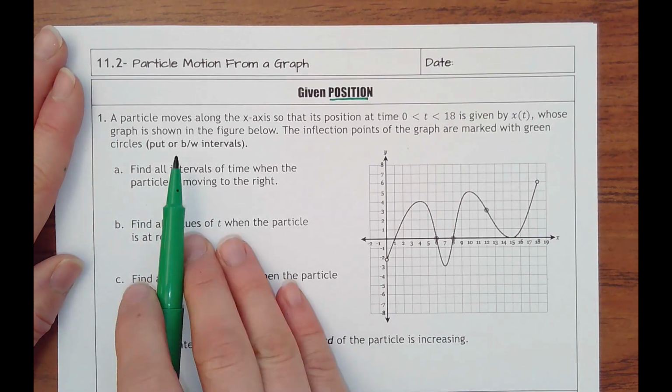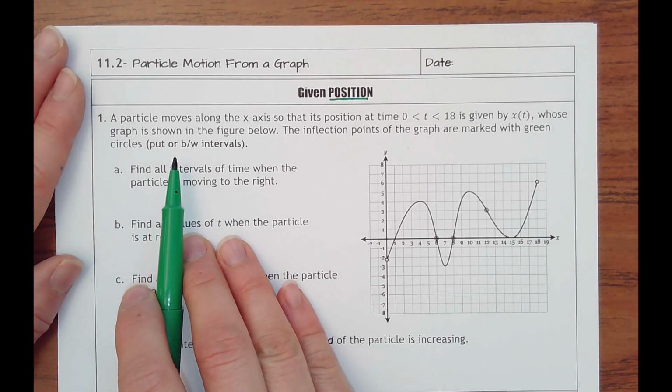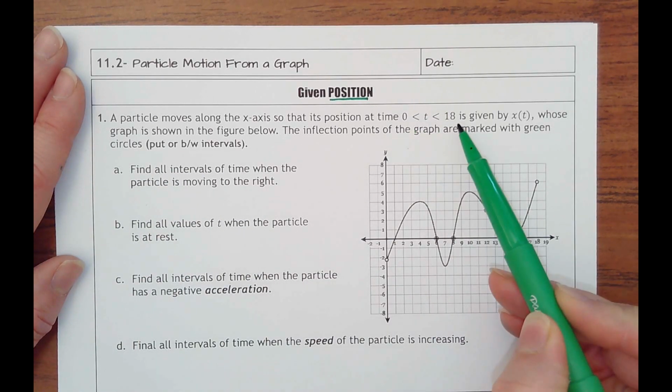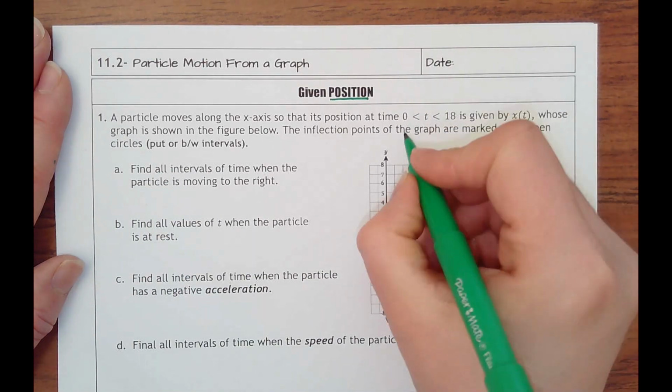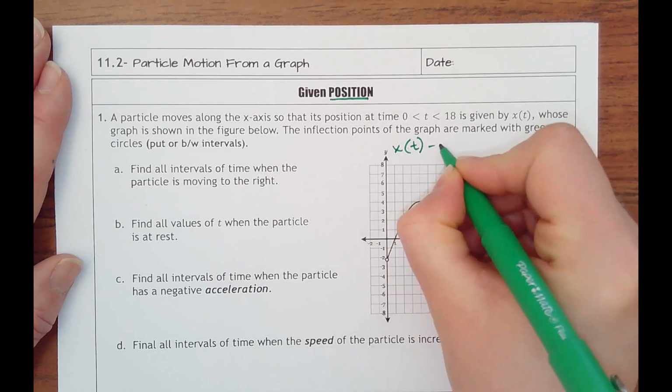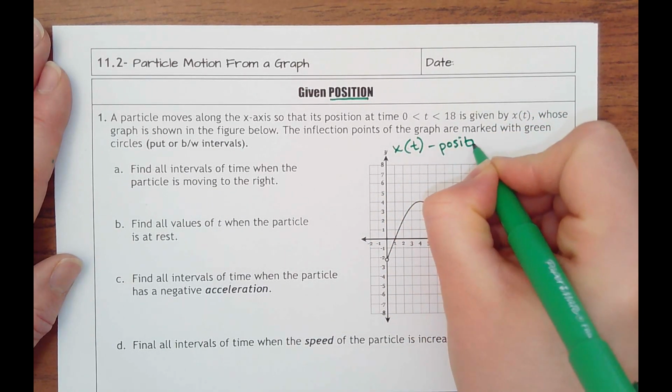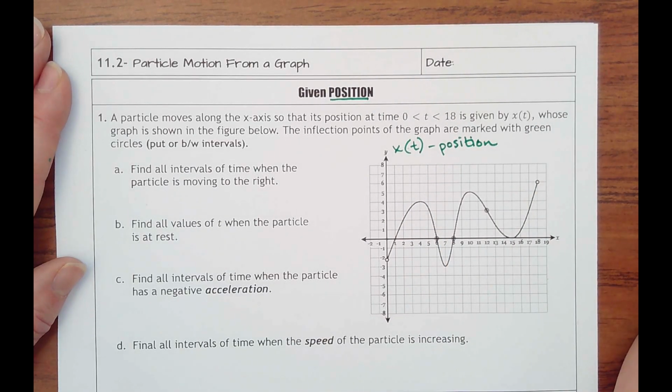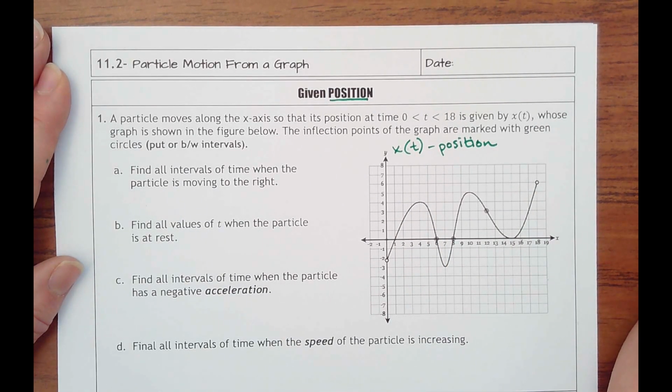So it says a particle moves along the x-axis so that its position from time 0 to 18 is given by x of t. Sometimes you might see a graph that's labeled x of t. That's the position of a particle over time, whose graph is shown in the figure below. The inflection points of the graph are marked with green circles.